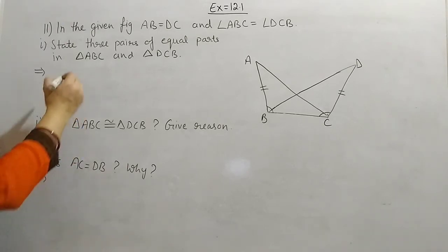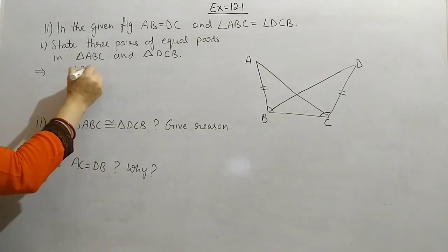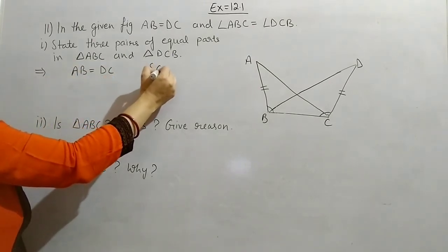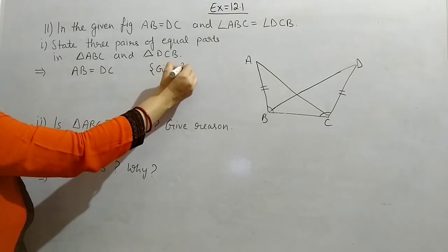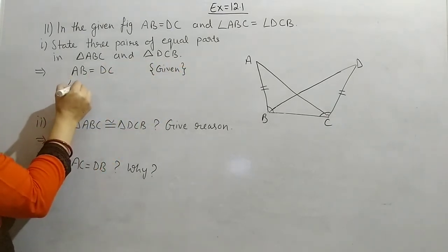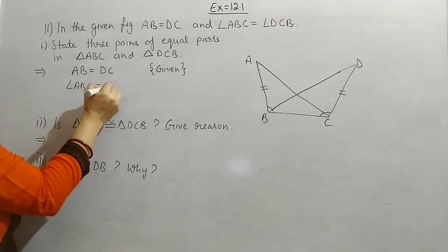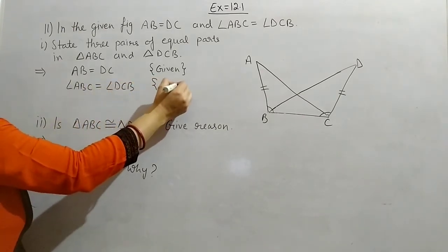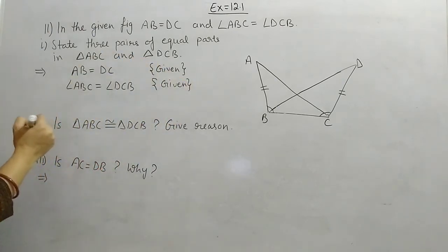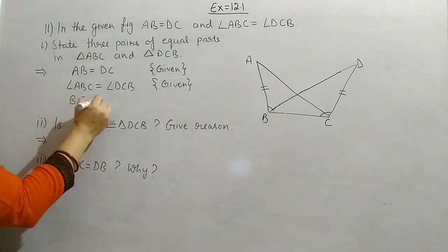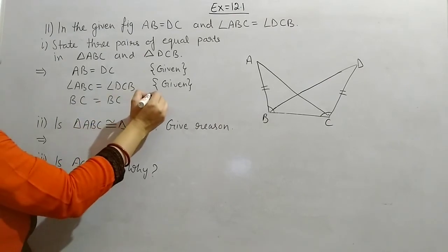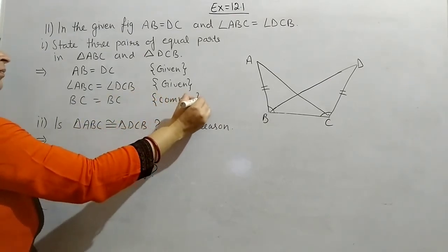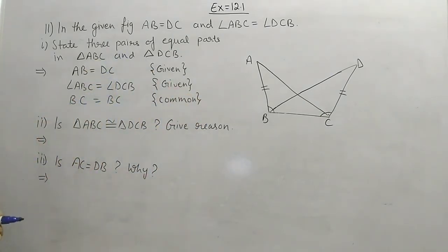So here first thing, AB is equal to DC. We can write the reason: it is given in question. Then next, angle ABC is equal to angle DCB. For this also the reason is the same, it is given in question. Third, we can compare BC is equal to BC because BC is common for both the triangles. So these are the 3 equal parts.